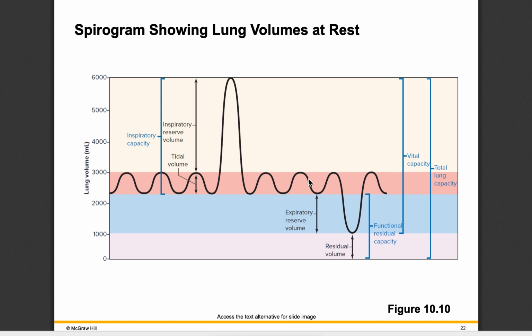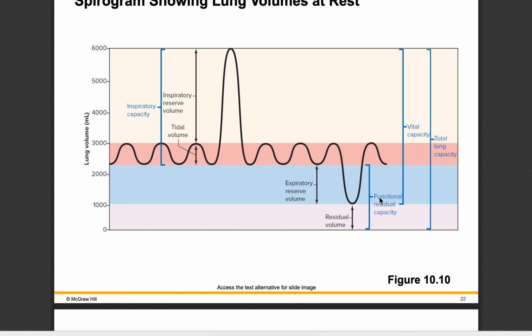They go back to breathing normally. Expiratory reserve is how much they can expire beyond the normal. Functional residual capacity is how much air is left in the lungs with a normal exhalation. Residual volume is what they have left after a maximal exhalation. Vital capacity is what you can actually utilize of your lungs, and then total lung capacity as well.